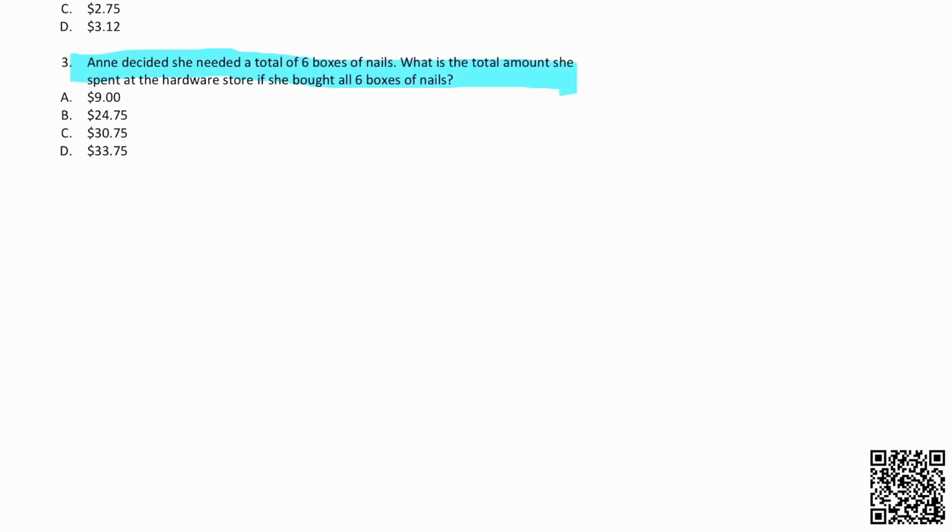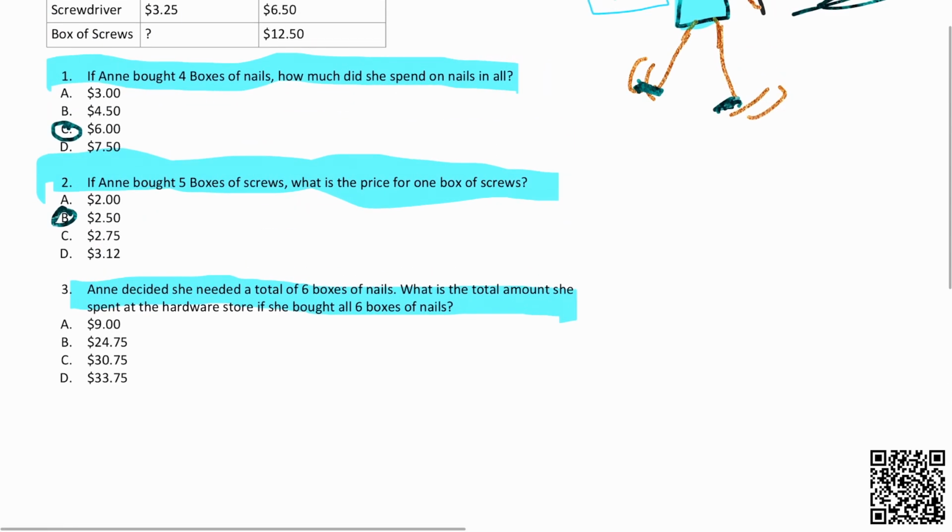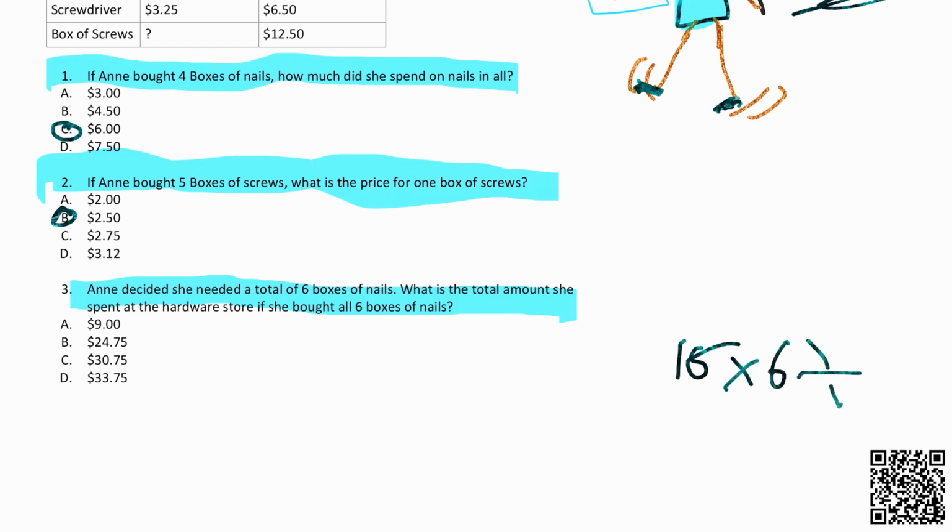Annie decided she needed a total of 6 boxes of nails. What is the total amount she spent at the hardware store if she bought all 6 boxes of nails? The price for one is 1.50. It's the total amount she spent at the entire hardware store, all money spent together. If she decided to buy 6 boxes, that would be 15 times 6 divided by 10. Let's write that equation down: 15 times 6 divided by 10.